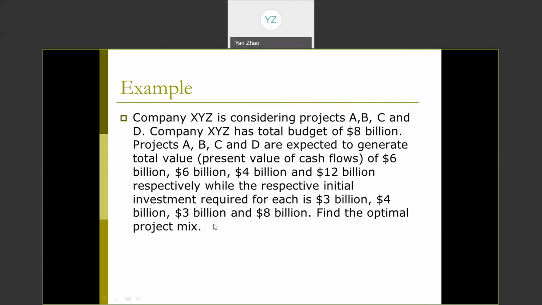Initial investment required for each project is $3, $4, $3, and $8 billion. Okay, obviously we cannot do 4 projects at the same time because the total budget for the 4 projects will be the sum of 3, 4, 3, and 8. Well, the company only has $8 billion. You have to pick the best projects to do. How do we pick which projects to go with?